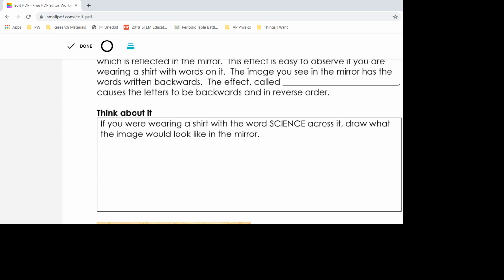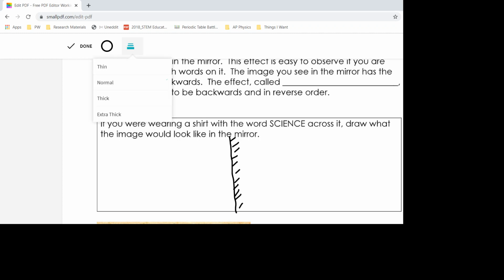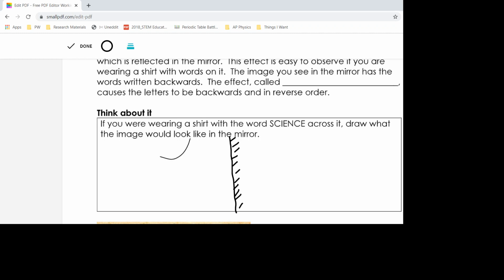Let's pretend like I have my mirror right here, right? And we're going this way, right? Okay. So, I've got a shirt that looks something like this. And then I'm also going to have a shirt on this side that doesn't look like it at all, but we're going to try. We're all just doing the best we can. So, let's say I have the word science written on it.